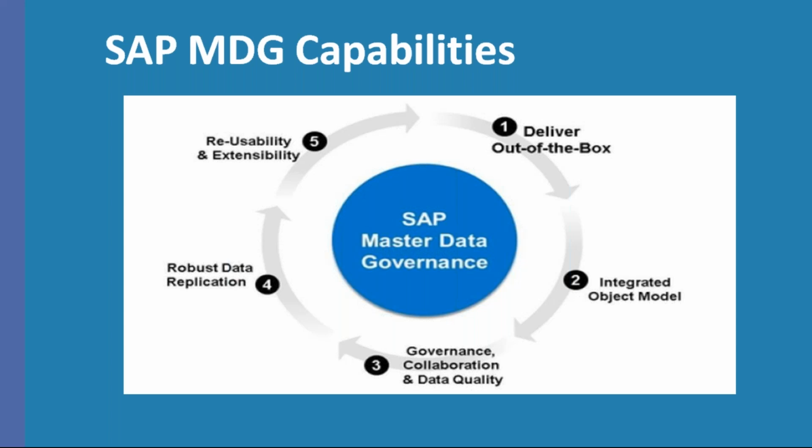So in MDG, one very important thing is why we are talking about MDG. One of the crucial reasons is that in normal ECC, if someone wants to create a certain material or certain supplier, they can go to that particular transaction like MM01 or XK01 or XD01, whatever it is.